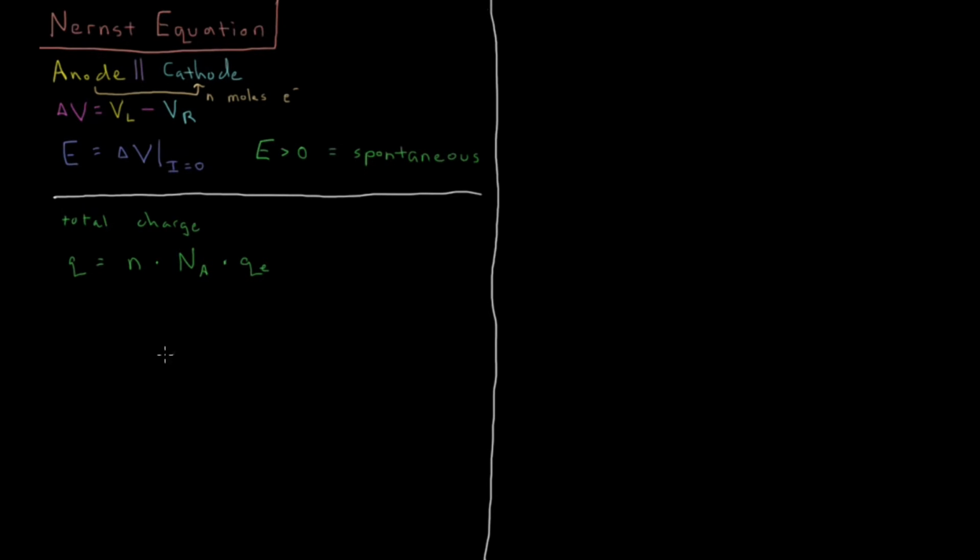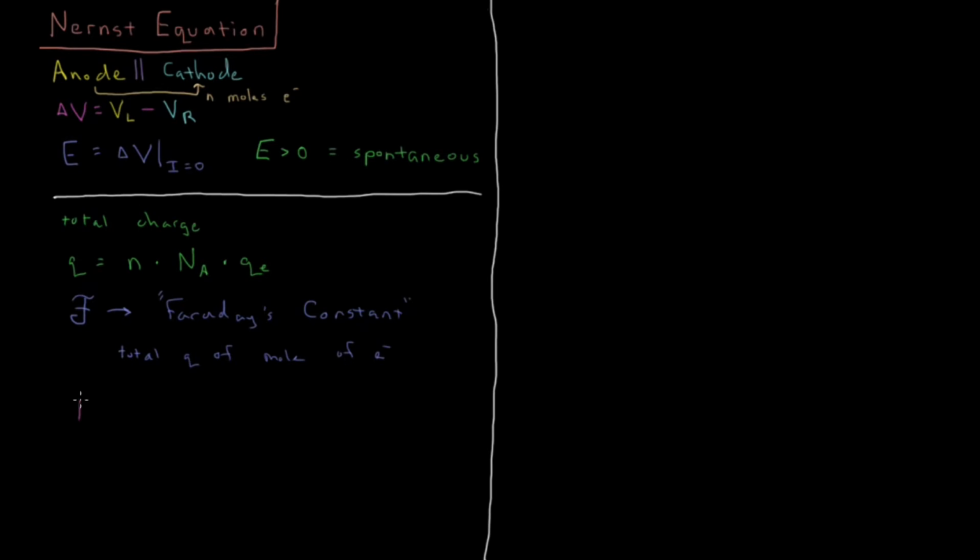Okay, so to help us out here, we're going to define a new constant, which we're going to call Faraday's constant. Faraday's constant is equal to the number of coulombs, so the total charge, in a mole of electrons. So it indicates the total charge of 1 mole of electrons.